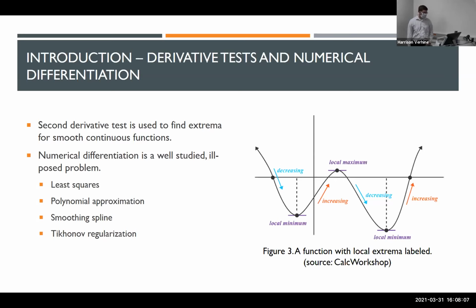Numerical differentiation has been well studied to solve these issues. This problem, however, is ill-posed, and there is no unique, well-behaved solution. Thus, there have been many different solutions, including least squares, polynomial approximation, smoothing spline, and Tikhonov regularization. The heuristic for this thesis uses a relatively simple solution of a weighted sum between neighbors around a point to perform its numerical differentiation.